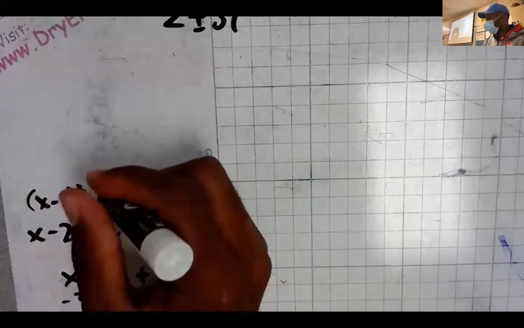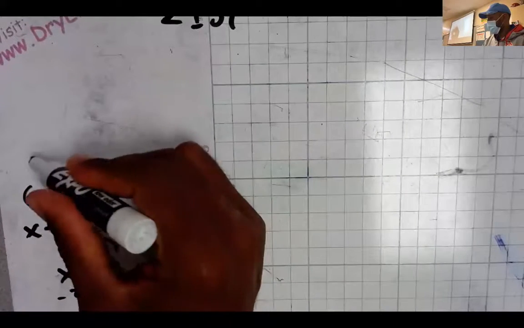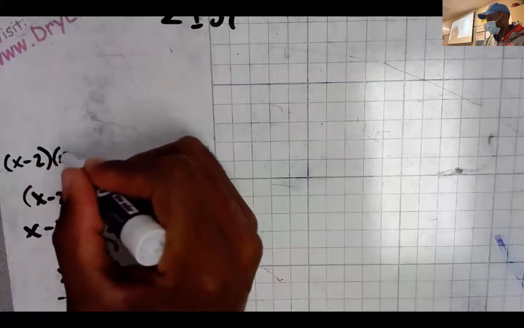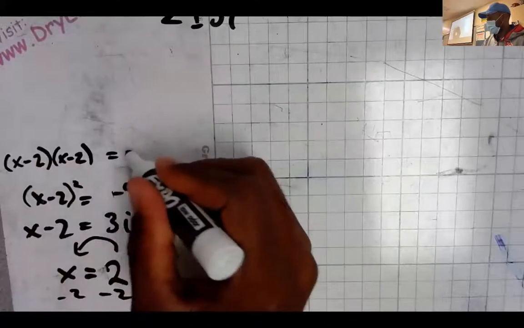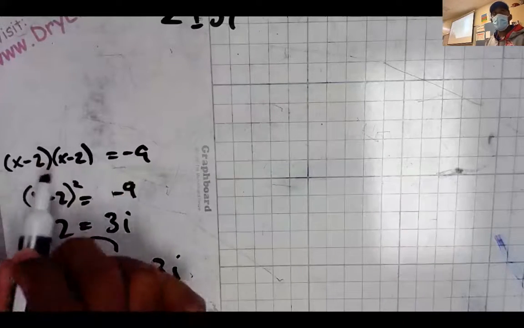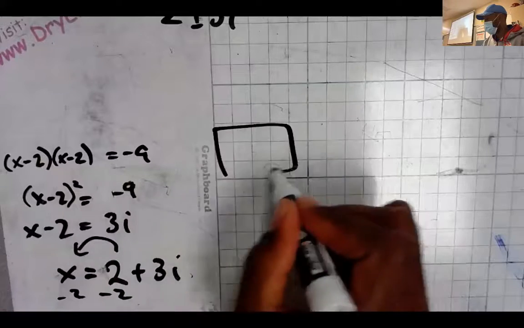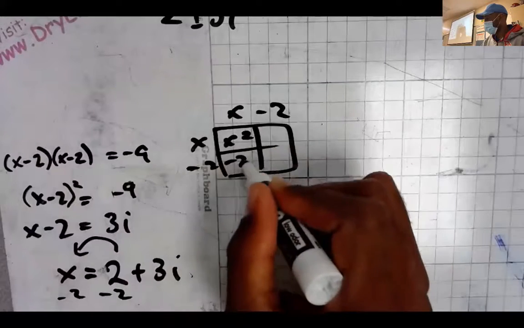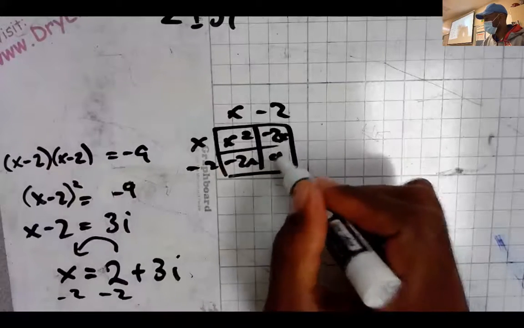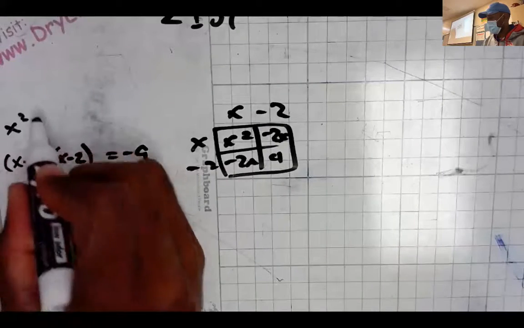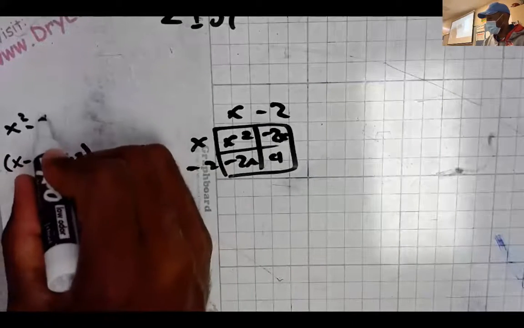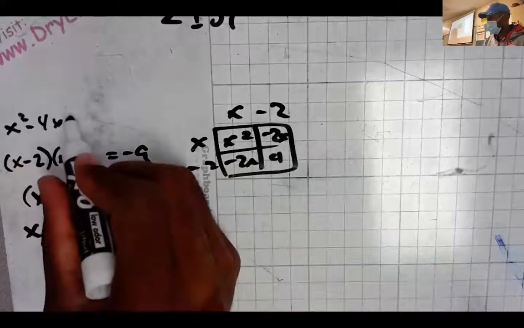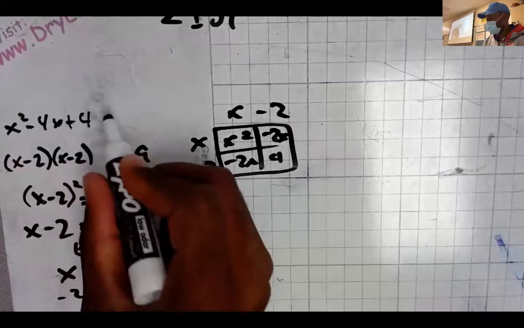Okay, now what I'm going to do is expand this out. So now x minus 2 times x minus 2 equals negative 9. So now what I have to do is multiply that out. x minus 2 times x minus 2 is x squared, negative 2x, and then plus 4. So I just multiplied all this out, add up those two like terms, negative 2 and negative 2, and then plus 4 here.